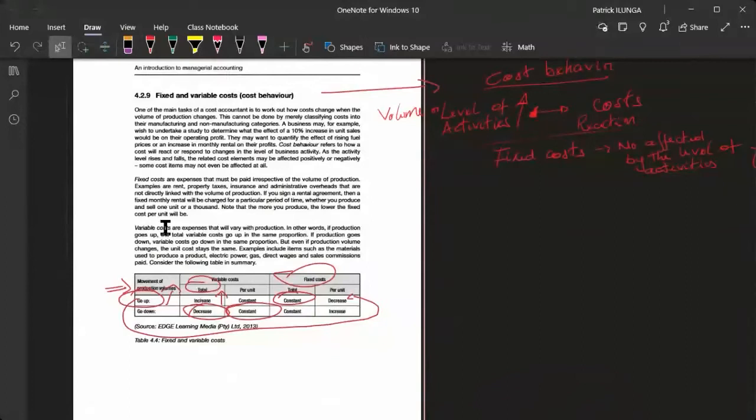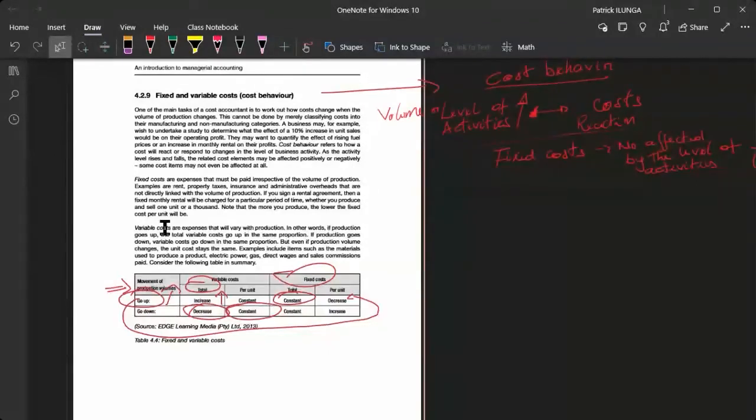But per unit, how does this cost react to the volume that you produce? Very important. You pay 10,000 rand to manufacture 2 cars. If you add one more car, if the volume goes up, the fixed cost per unit will go down.